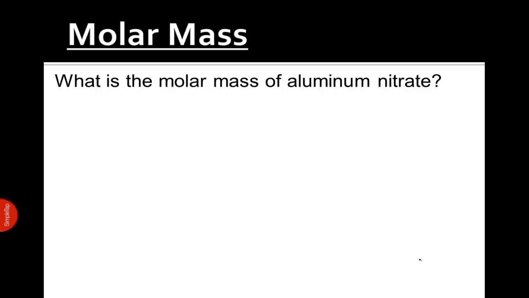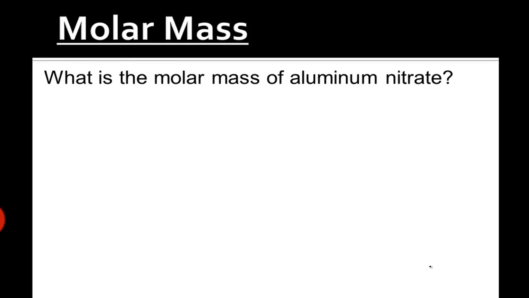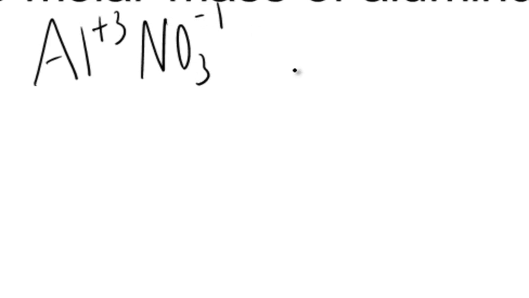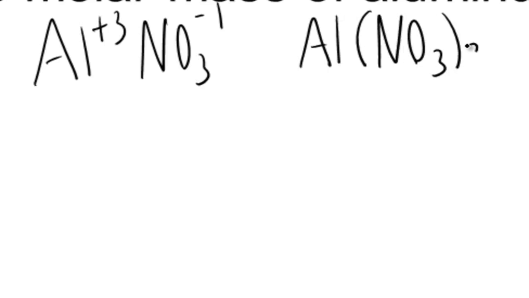So something such as aluminum nitrate, if we wanted to calculate the molar mass of aluminum nitrate, you'd have to do the same thing. You would first get aluminum and its charge. Nitrate is NO3 with a -1 charge, and so the formula is Al(NO3)3. So calculating molar masses is really easy.